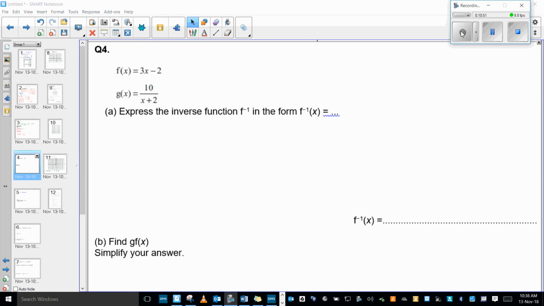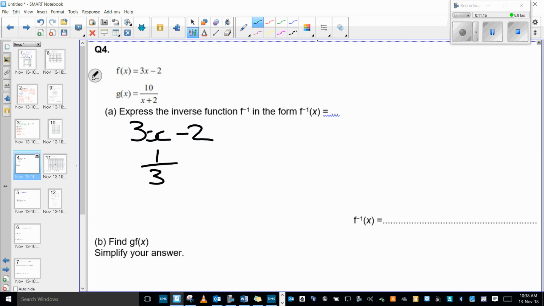It's the inverse form of f of x, which is 3x minus 2. So it basically wrote that. And then I was like, what's the opposite of each? So I just wrote 1 over 3x plus 1 half, because that's like the opposite of that.